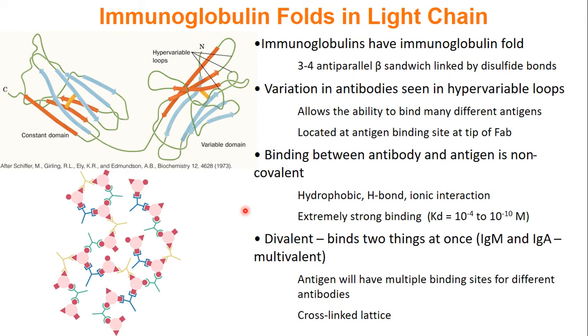Now, antibodies are called divalent. That means they can bind two things at once because they have two Fab regions in that shape of the Y. So what can actually happen is that if you have antibodies and antigens, you can form a network where an antibody is binding two antigens at once. Maybe another antibody binds another antigen on a different site, and you just have this network of antigens in a cross-linked lattice. And this is thought to help speed up the body's response to antigens.